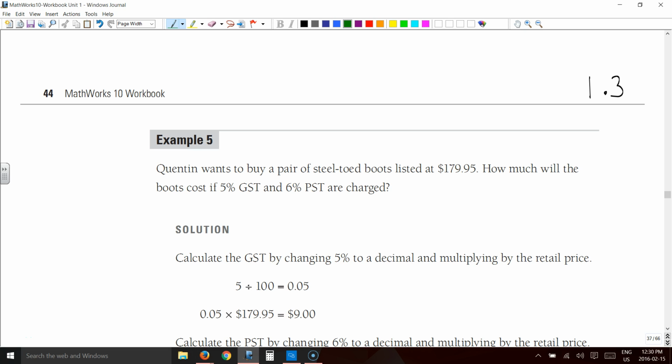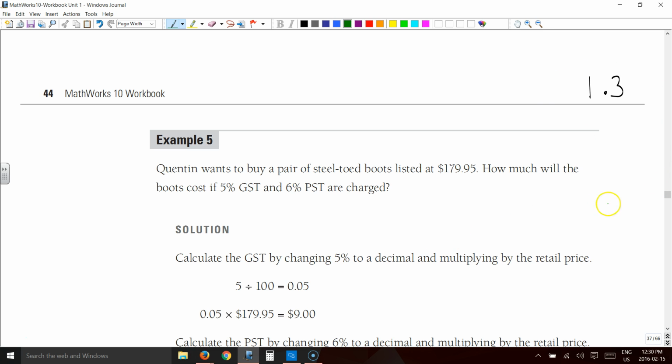We are on page 44 of your MathWorks 10 workbook. We are in chapter 1.3 and we are doing example number 5. Quinton wants to buy a pair of steel-toed boots listed at $179.95. How much will the boots cost if 5% GST and 6% PST are charged? So this price is going to go up with both taxes before he can take it out of the store.